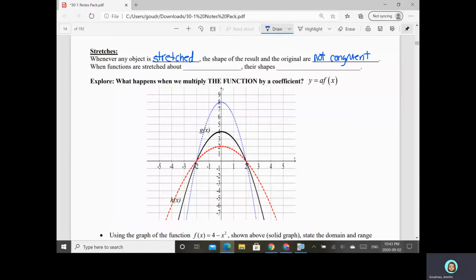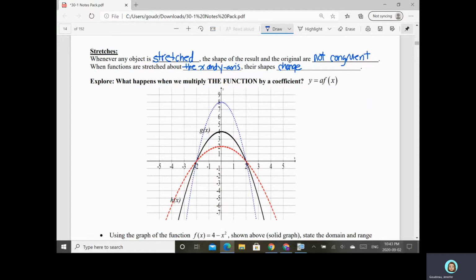When functions are stretched about the x and y axis, their shapes change. So just like we reflected about the x and y axis in the previous part, we are going to stretch about the x and y axis in this section.